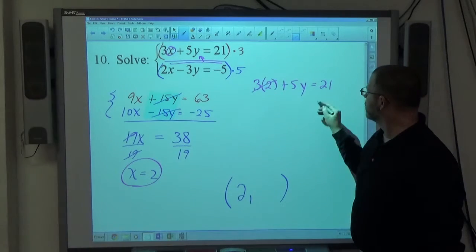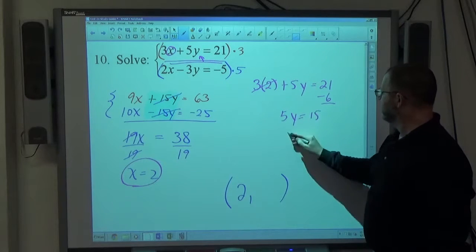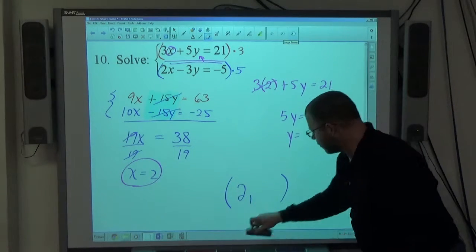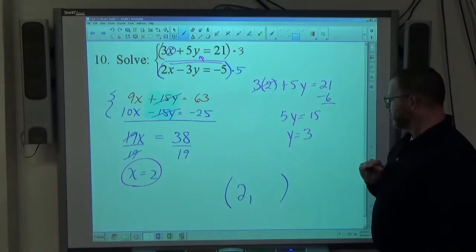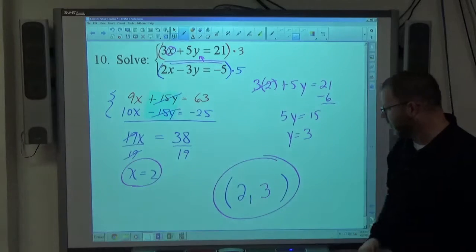3 times 2 is 6. Minus 6 moves over here, so 5y is equal to 15. Divide by 5, we get y equals 3. So x equals 2, y equals 3, ordered pair (2, 3) for a final answer.